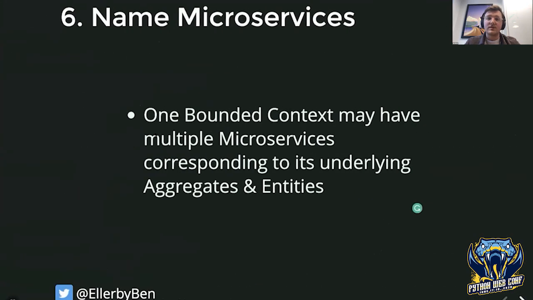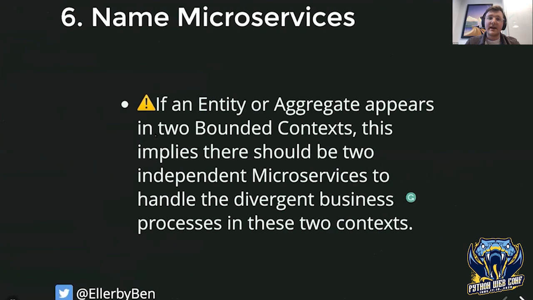It comes to building the microservices. So one of those bounded contexts may actually have multiple microservices corresponding to those underlying entities. And if an entity appears in multiple bounded contexts, as we talked about before, this implies that there should be two independent microservices to handle the different business processes of those different contexts. Now, this can mean that data duplication is needed, which sometimes is something we have to do, but obviously we need to think carefully about what's the transactional consistency of that. But by highlighting that at this point and making sure our design is good at this point, this prevents the complexity of dealing with either a huge distributed monolith later or lots of interdependency between our services.